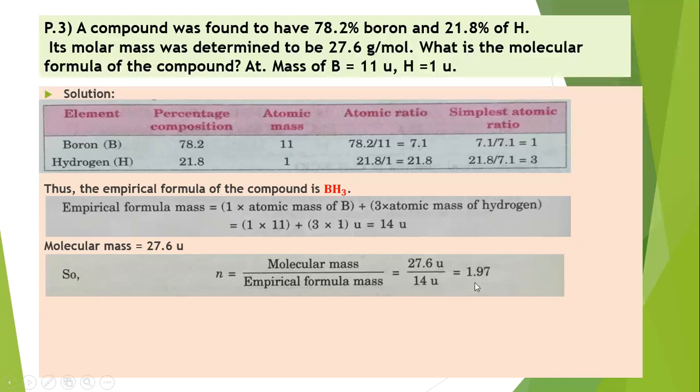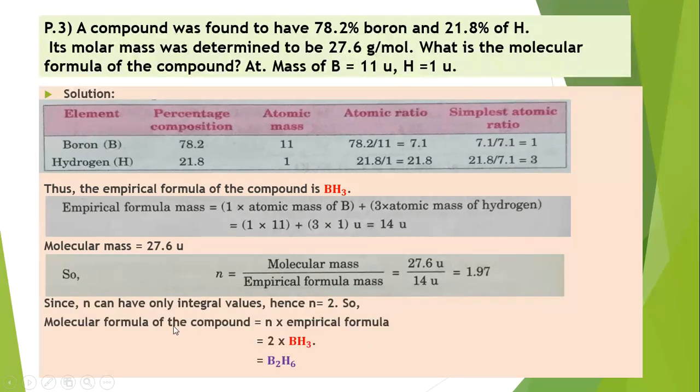If we are having n value 1.97, we can't apply it for the molecular formula. So we need the nearest whole number, and 1.97 is near to 2. So we use the value n equal to 2, and the molecular formula becomes n into empirical formula, that is 2 into BH3. So it becomes B2H6, that is diborane's formula. So this is how we are getting the molecular formula.